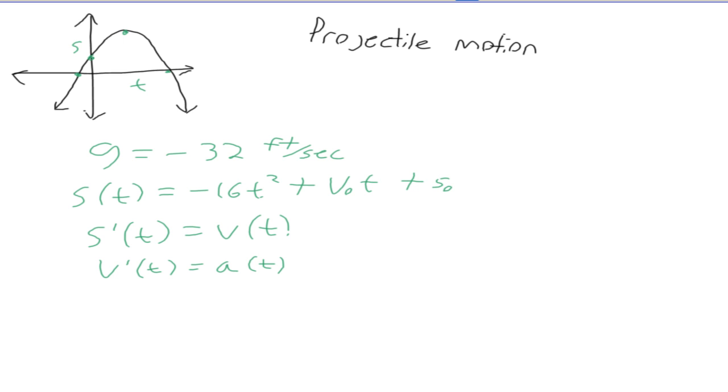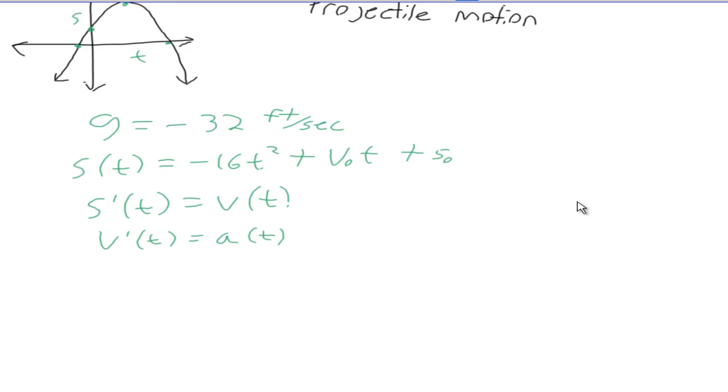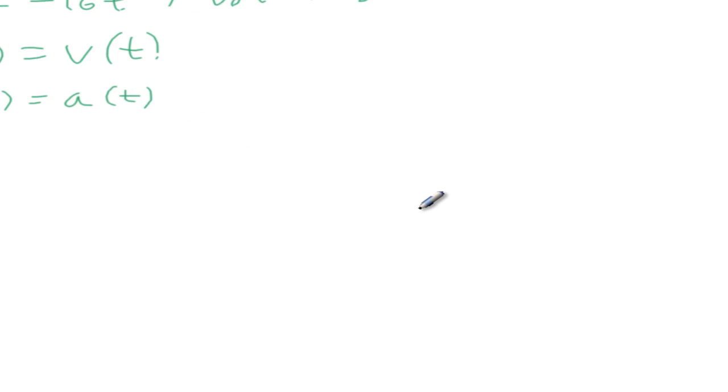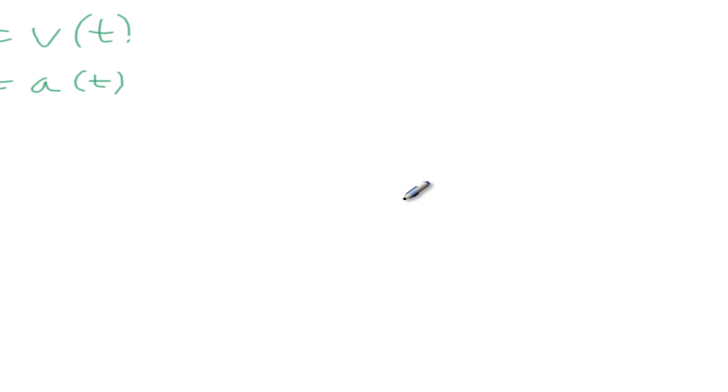So I want to look at a couple things briefly in this video. Say we are given an equation to represent a projectile. S of t is equal to negative 16 t squared, which is gravity, plus an initial velocity of 16t.